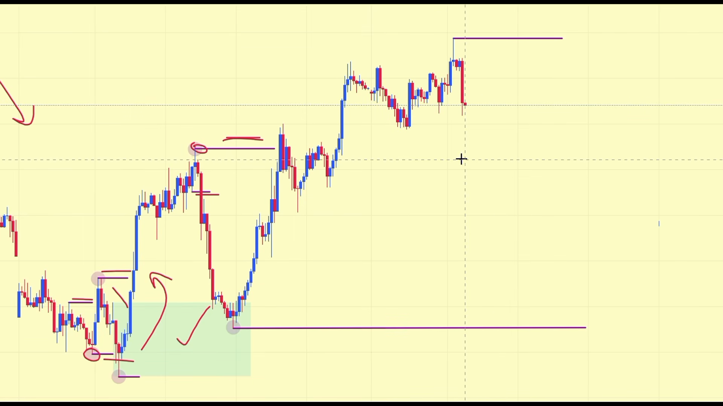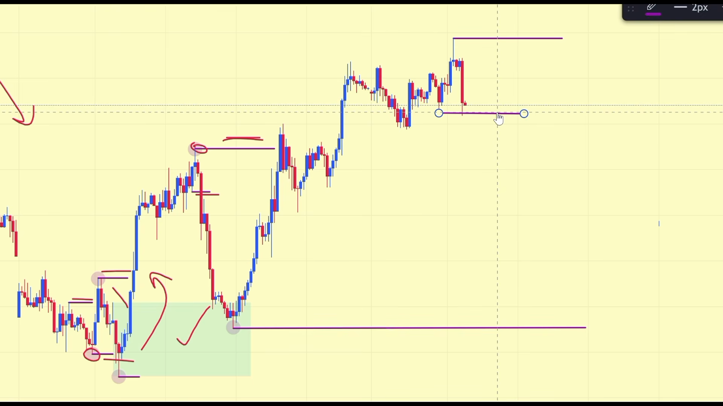Alright, and since we have just identified our impulsive leg, the next step is obviously marking the inducement. And right here, this one here is the inducement. Why is this the inducement and not this one here? Because that's actually the recently formed valid pullback.